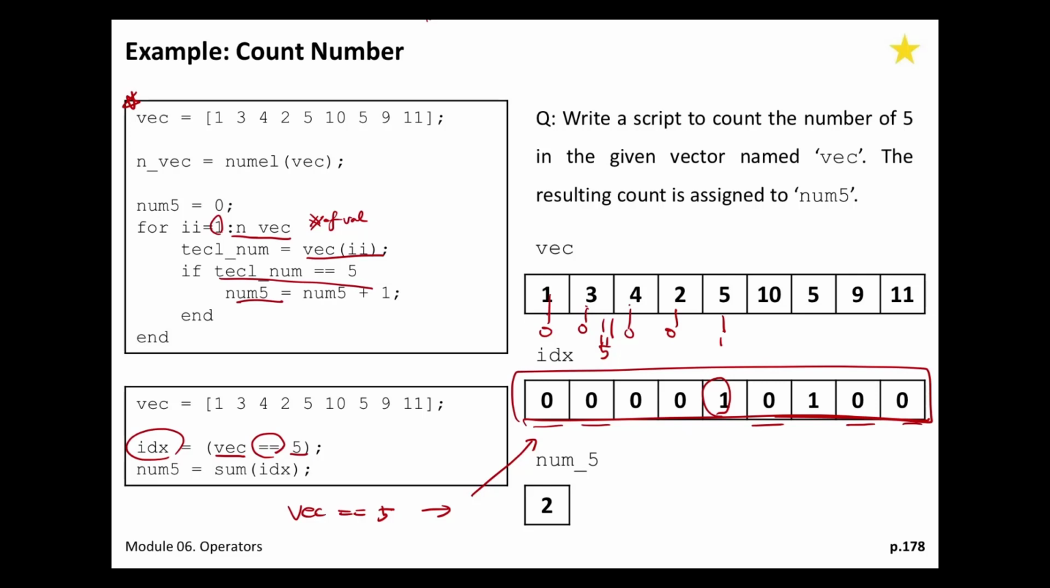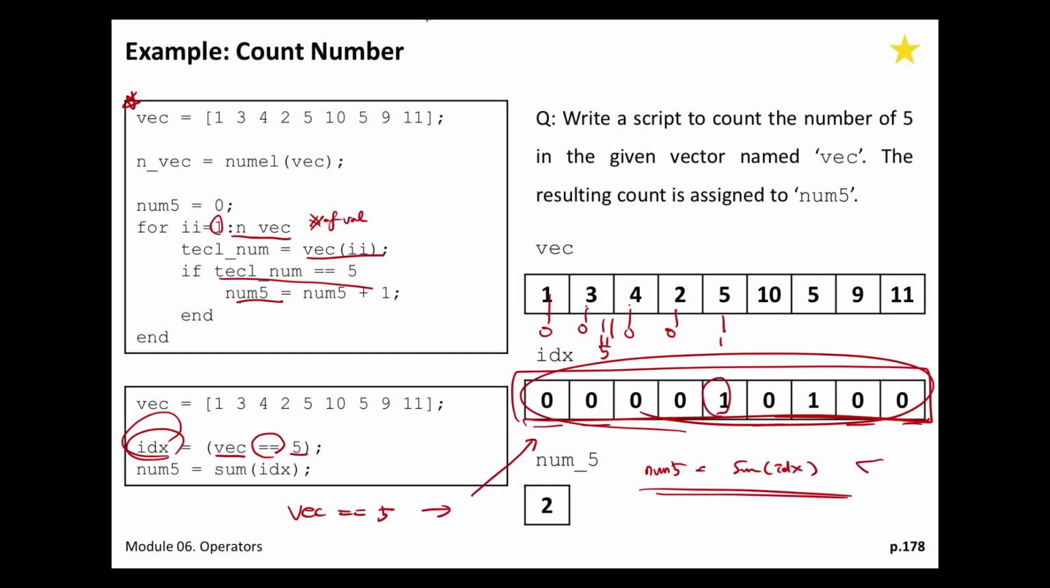So how to get the number of 5s from this index vector? We can simply sum all the elements in this index vector. So num5 is the sum of the index. Okay, so if you compare these two scripts, you can significantly shorten the operation, and this script is much more readable and clear. Okay, but right now you might not be familiar with this script because you're new to this operator. You'll see the value of this script.